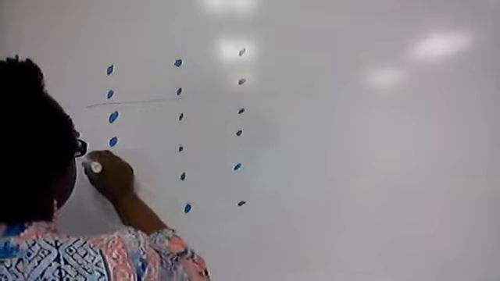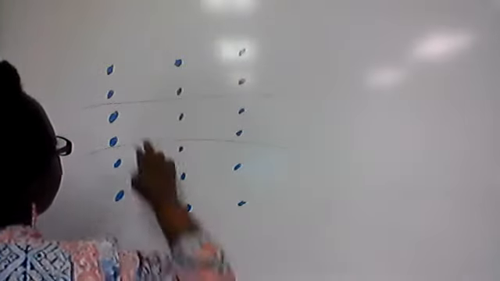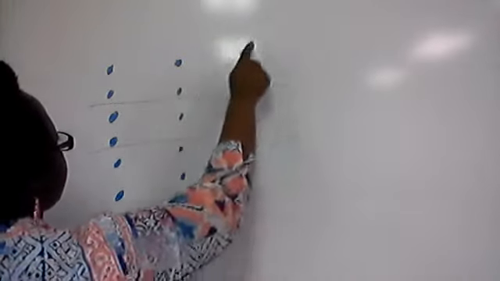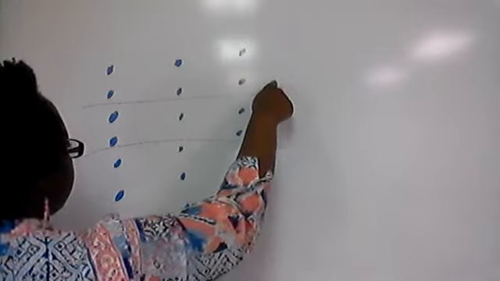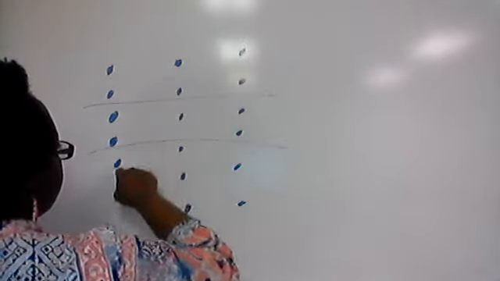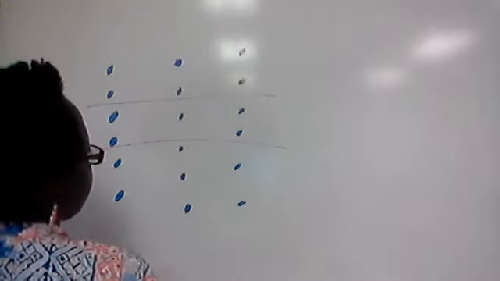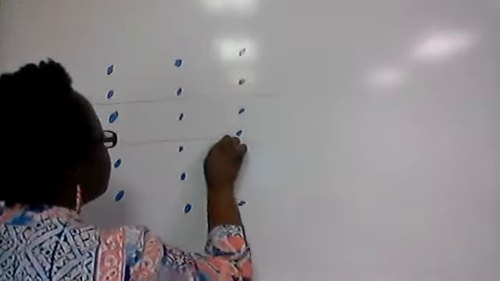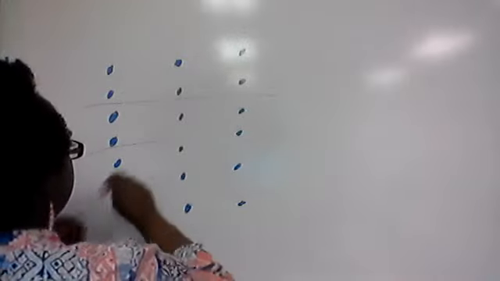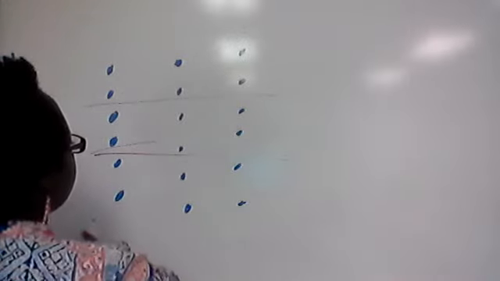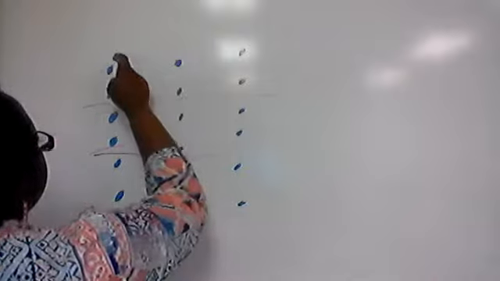Here's 1. Now I have 1, 2, 3, 4, 5, 6 here. 1, 2, 3. Oh, I missed one. I was trying to make sure it was even. Ooh. Should have been like that. Okay. And this first one, I did it cross this time.